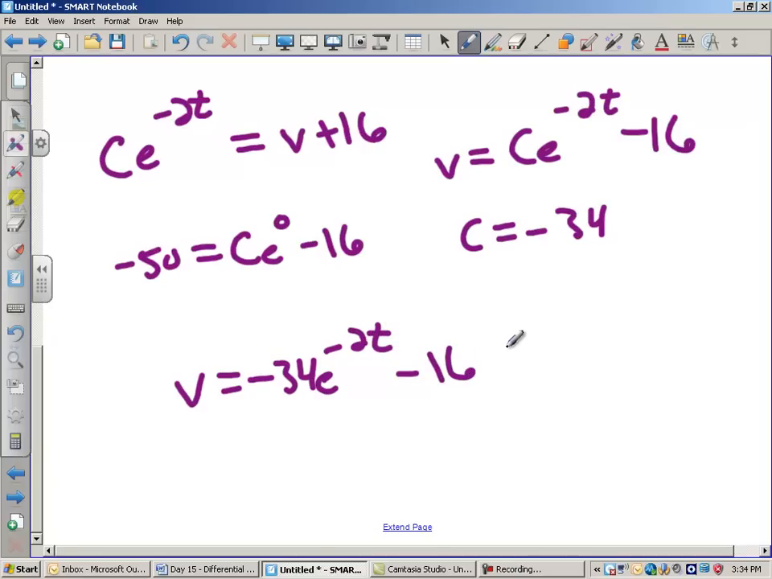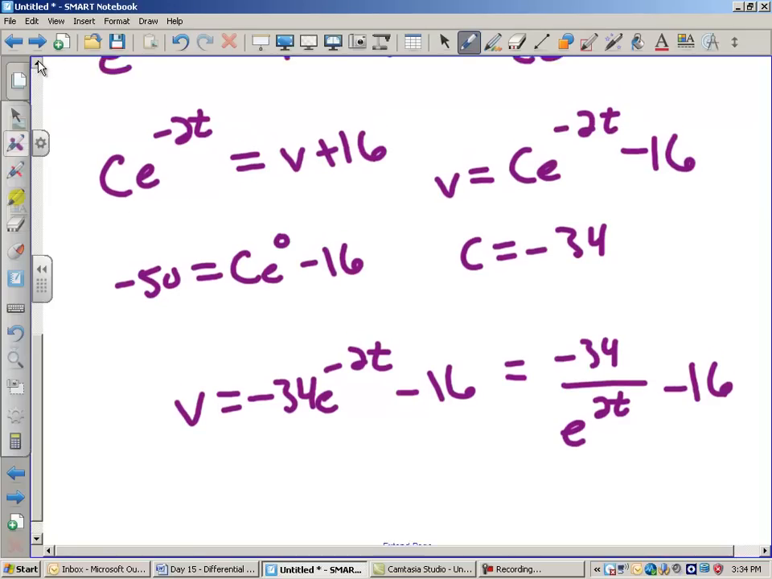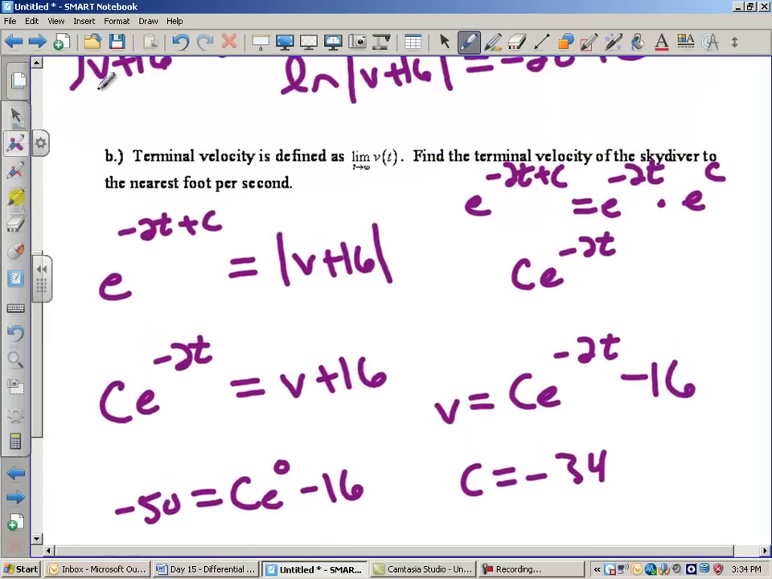Now you could rewrite this as negative 34 over e to the 2t power minus 16 because of your properties of exponents. And I'm going to do that for my next question, which is way back up here. It asks for the limit as t approaches infinity of v of t. That's called terminal velocity. How fast could you possibly go as time went to infinity if you never hit the ground?